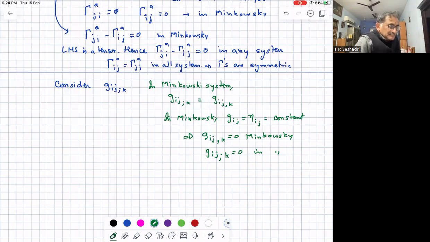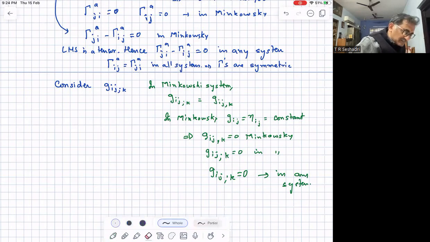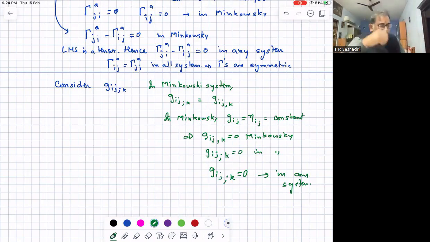Now, can you tell me something? It is true for all systems. So Gij semicolon k equals 0 in any system. I will not go into the details, but it is related in a very interesting way. It says that if I take any smooth surface and a point on it, I can always draw a tangent plane, which is a flat plane. I just wanted to mention it.